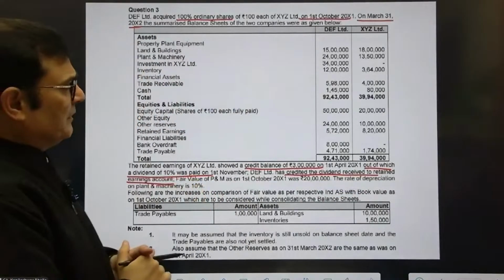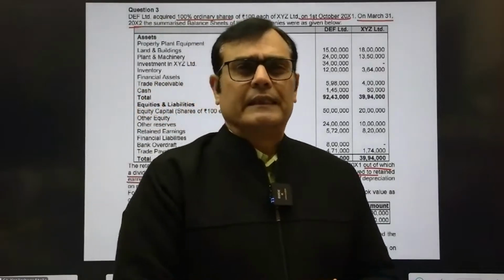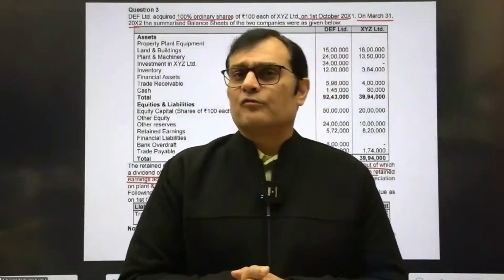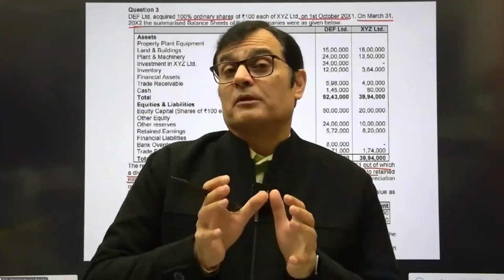Well, if the parent received a dividend, naturally he's going to give a credit to the retained earnings, so what he did was correct. But if you look at it from a group point of view, there is no income. Because in standalone financials, a dividend received is supposed to be your income, but from the group point of view, it's not your income.